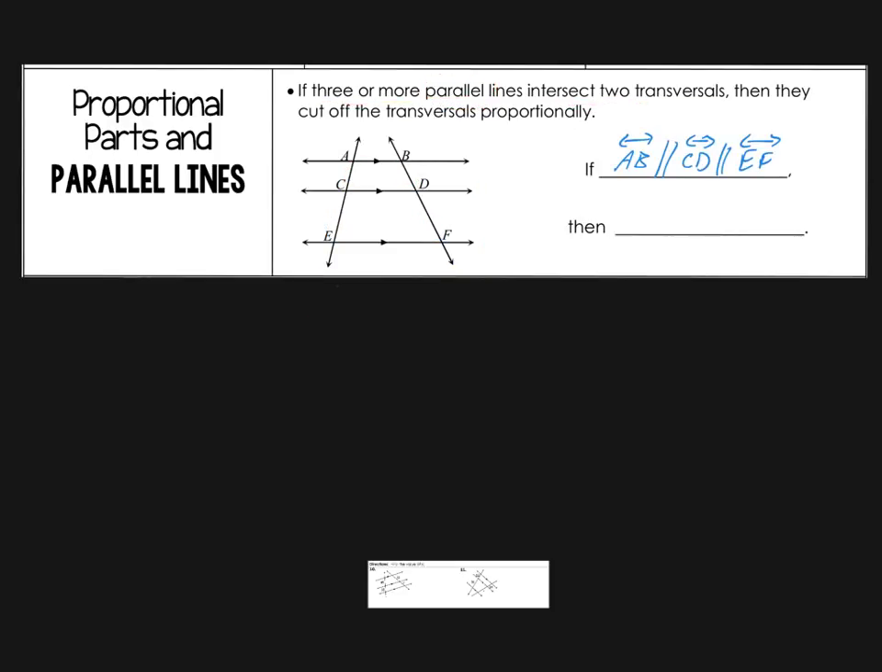So again, if you have line AB right here, parallel to line CD right here, parallel to line EF, everybody here is parallel. If these 3 pieces are parallel, then you're going to have some nice proportions happening. And that proportionality statement is going to be AC is to CE the same as BD is to DF, right? We got that little color coding proportionality. All right, so let's put this into action.